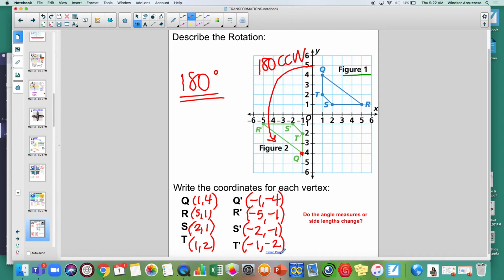Do the angle measures or side lengths change? When I rotate my figure, do the lengths get longer or do the angles get bigger or smaller? No. These two figures are congruent.